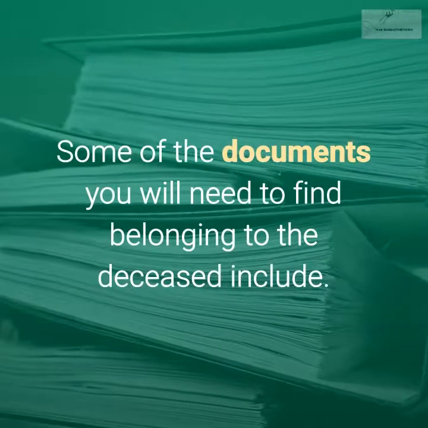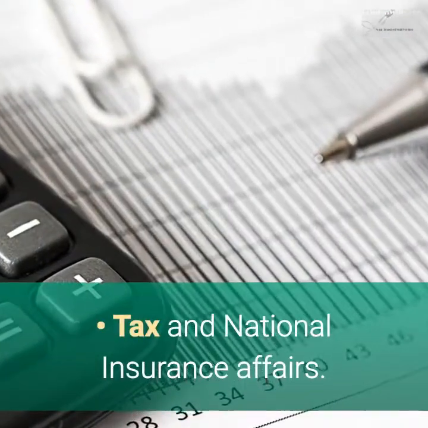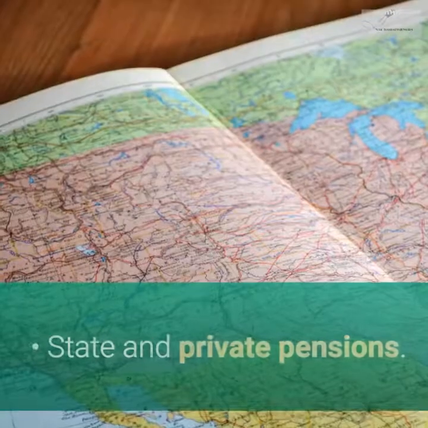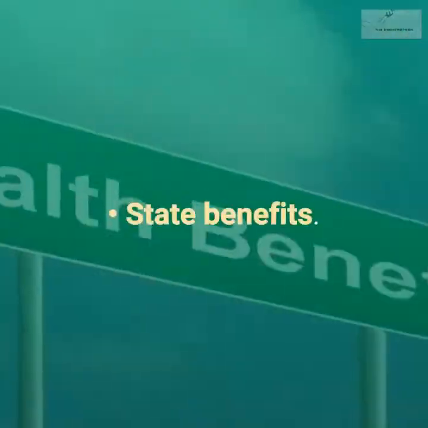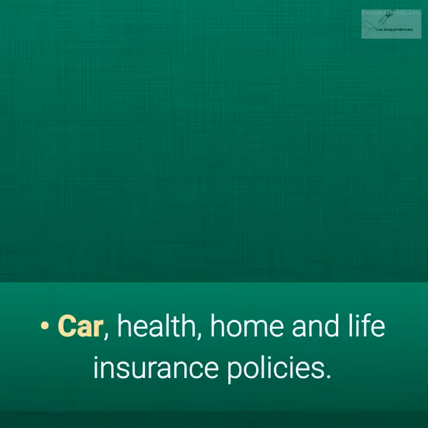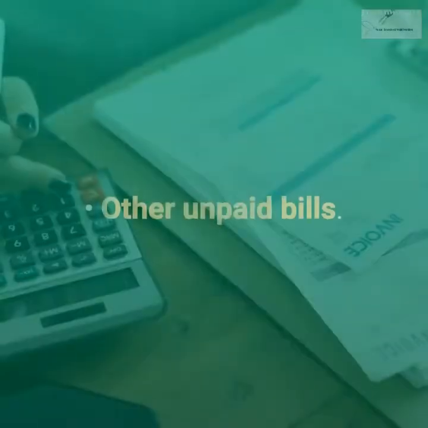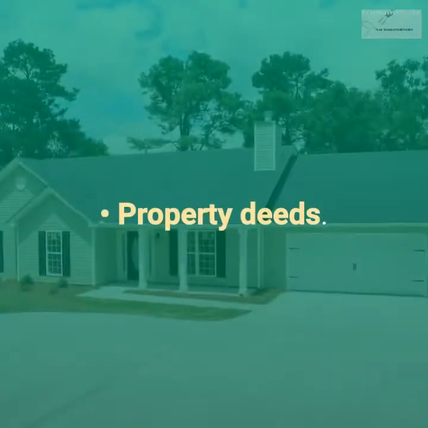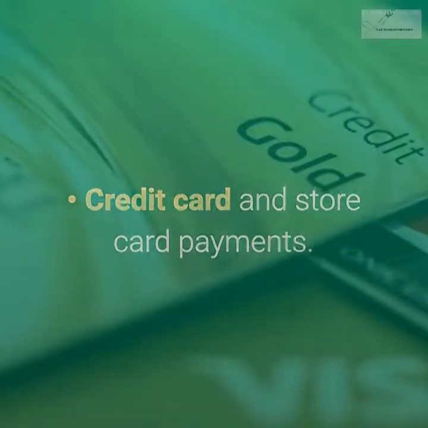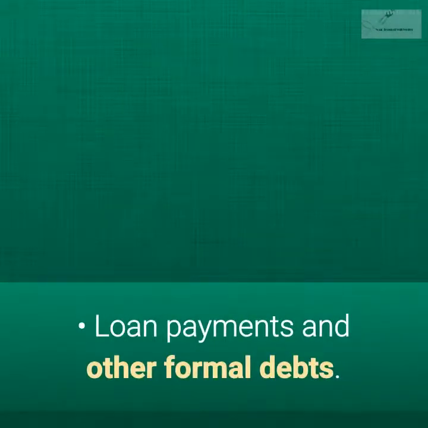Some of the documents you will need to find belonging to the deceased include tax and national insurance affairs, bank, building society and savings accounts, and certificates, stocks and shares, state and private pensions, state benefits, car, health, home and life insurance policies, utility bills, other unpaid bills, property deeds, mortgage payments, rent payments, credit card and store card payments, loan payments and other formal debts.